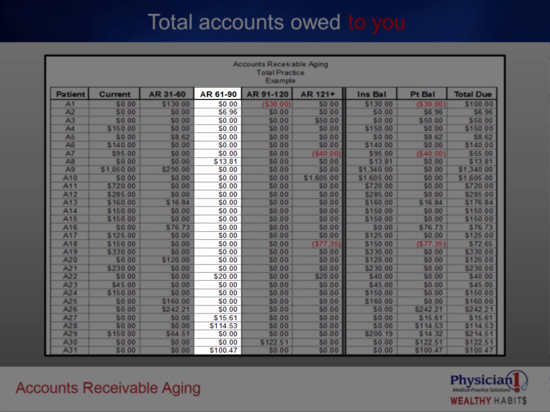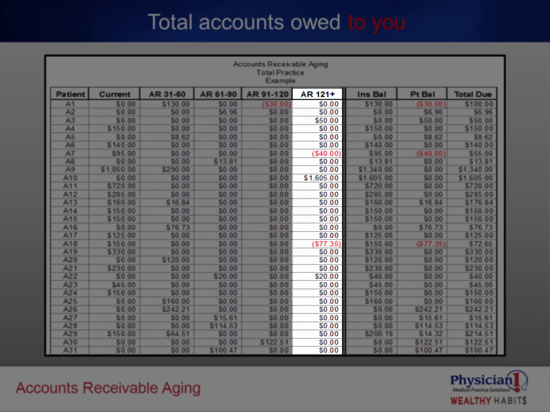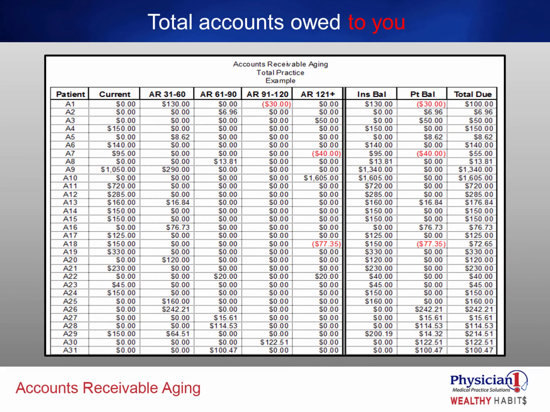Next, money not collected between 61 and 90 days. Next, money not collected after 91 to 120 days. And finally, money not collected after 120 days. That's 4 months or more since you provided the service. You see how quickly this can get out of hand.